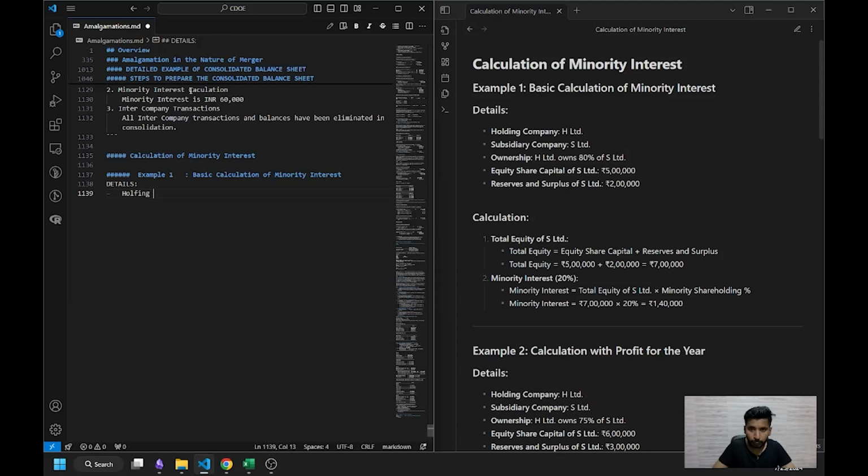First of all, the holding company is H Limited, and the subsidiary company is S Limited. Then it is given that H owns 80% of S Limited.